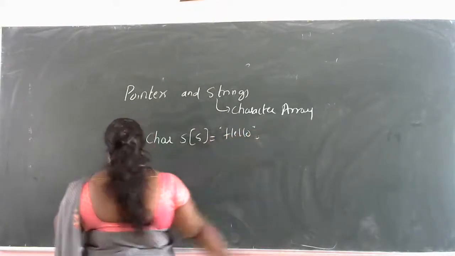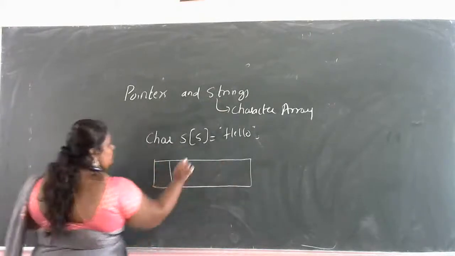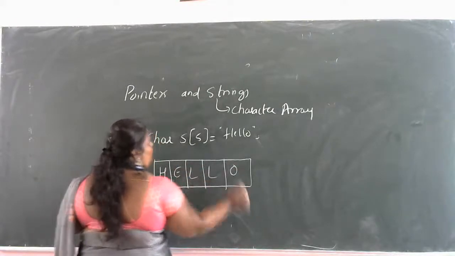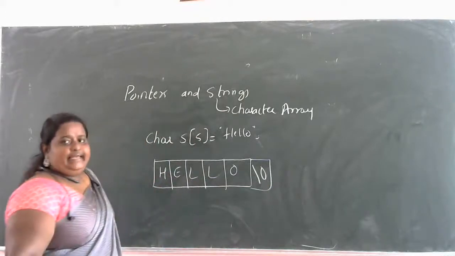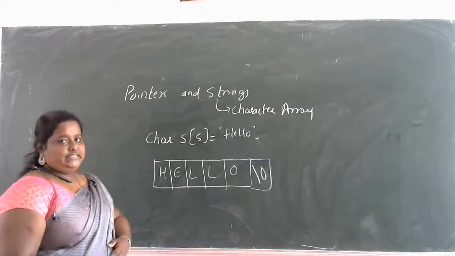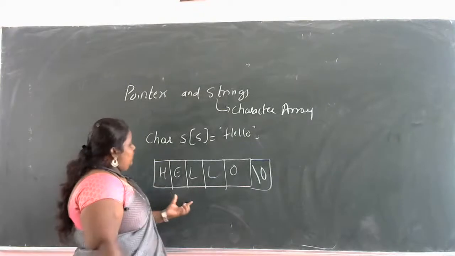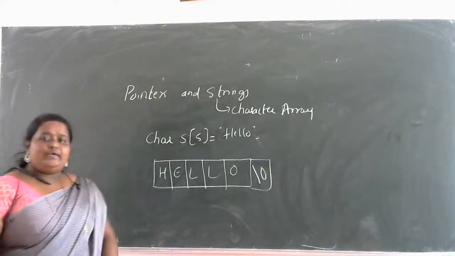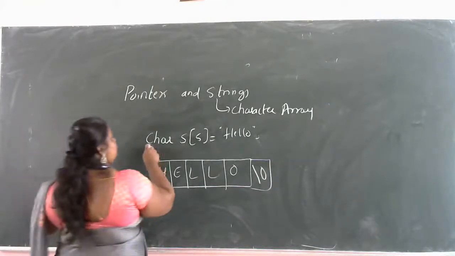How is memory allocated for this? It's a character array, right? H E L L O. The last character in a string is the null character. You have studied strings in first year. Memory is allocated as in an array because a string is also an array. What type of array is it? Character array, and it's of type character.